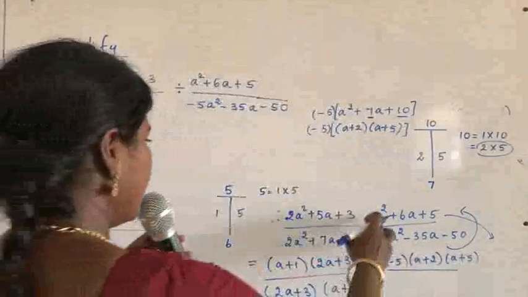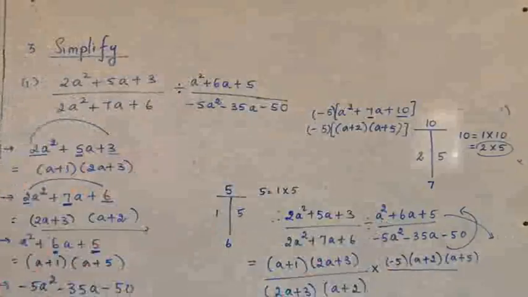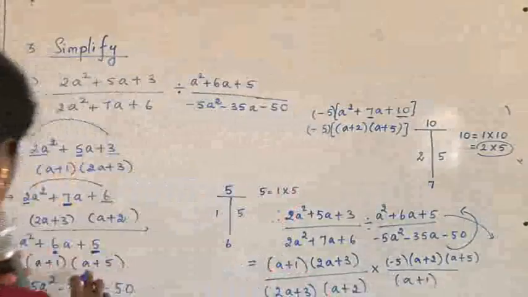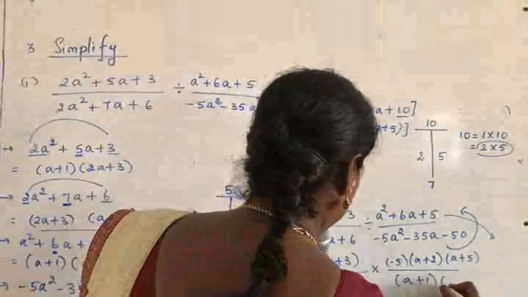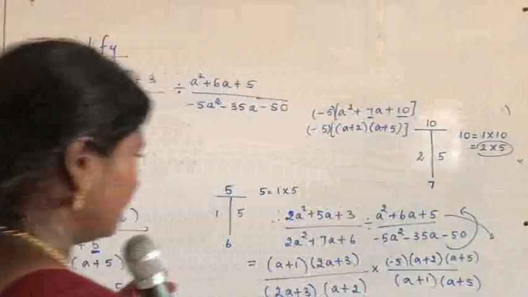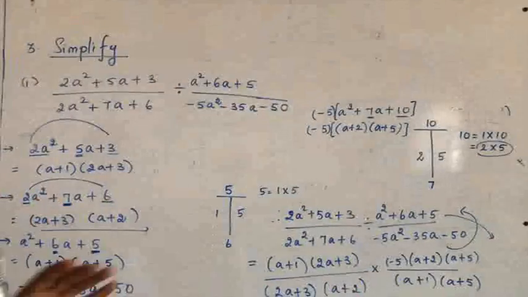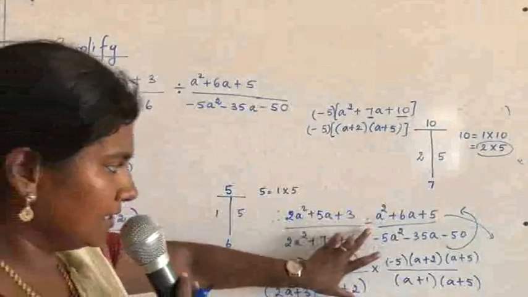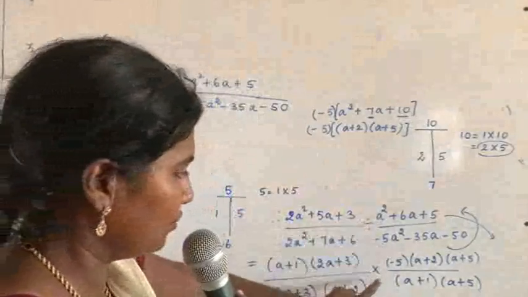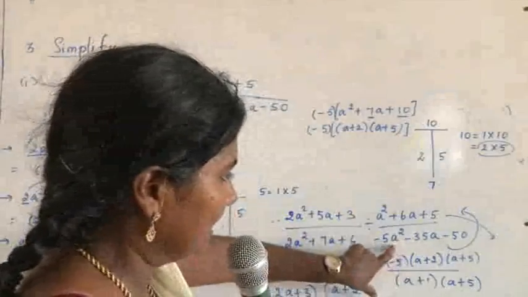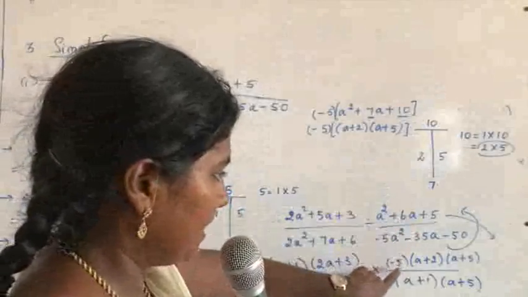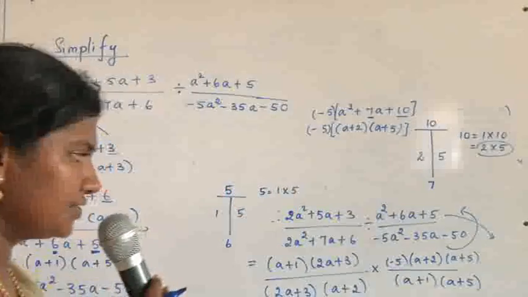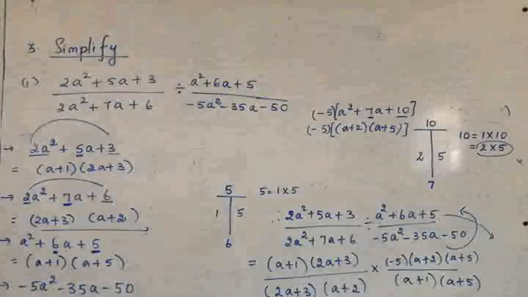And what are the factors of this part? What are the factors of a square plus 6a plus 5? A plus 1 into a plus 5. Okay. So whatever answers we have got, we have written. For the first part, there are no changes. You are going to write the factors as it is. For the second part, since division was there, change the division into multiplication, and you have to just interchange these two expressions. So you get the answer over here: minus 5 a plus 2 into a plus 5, a plus 1 into a plus 5.